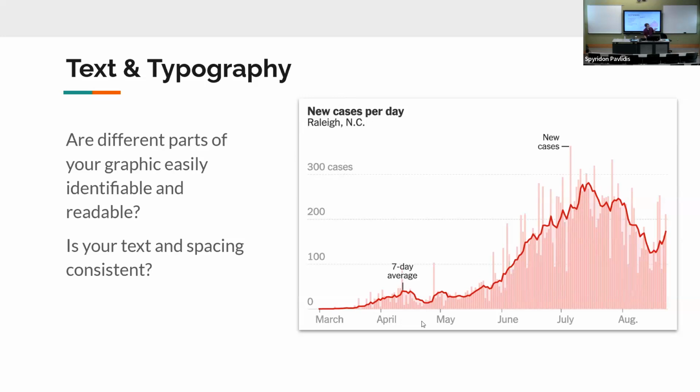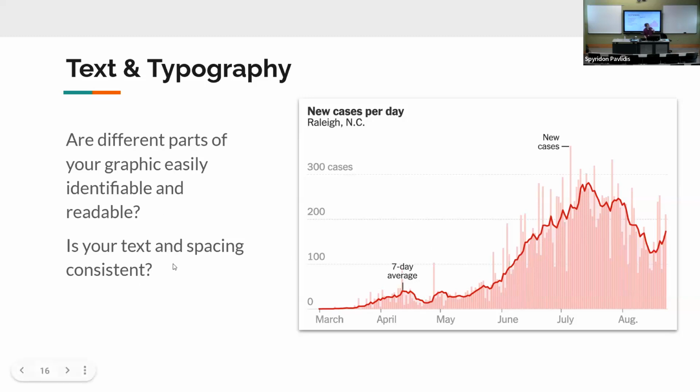The axis labels are gray and smaller. So basically, it just guides your eye around this chart. So you're going to look at the bolded, bigger text first, maybe the colors first. They made this trend line a darker version of red or a darker shade. So you're more likely to look at that line first.